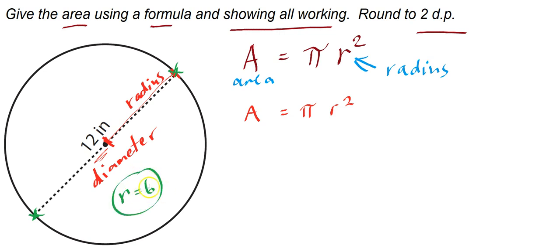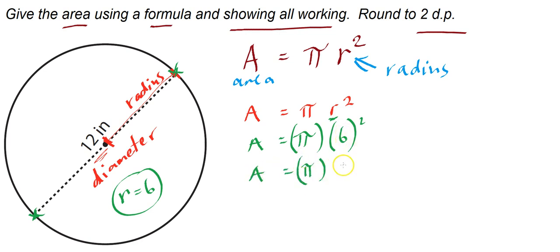Now that I know what the radius is, I can substitute into my formula. So it looks like this. Area equals pi multiplied by 6, because that's the radius, squared. The next step, really quickly, is I need to square 6. So 6 times 6 is 36. And now I just need to use my calculator to multiply pi and 36.